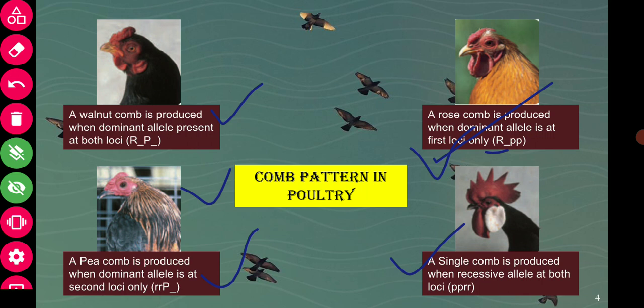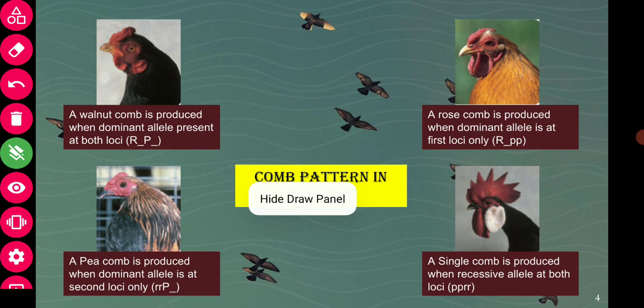You can see the morphology, but I am interested in discussing the genetics of the comb pattern. For morphology, you can see any poultry book or your LPM notes. Then what will happen if there are dominant alleles at both the loci, that is at the R locus and at the P locus? In that case, the expression will be codominant. That means a new phenotype will appear, and that phenotype is the walnut comb. For being walnut comb, at least one allele at both the loci should be dominant. So this is about the genetics of comb pattern in poultry.